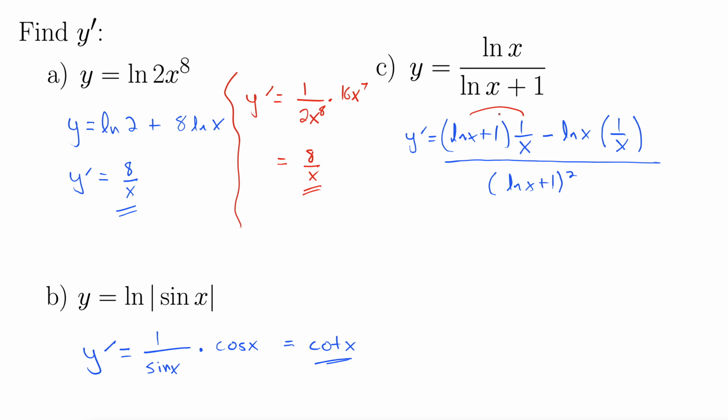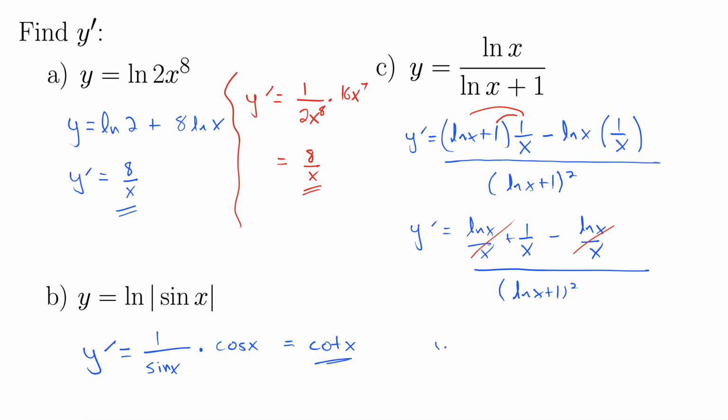Okay, so we distribute this 1 over x through to both those terms. That's going to give us a little bit of cancellation here. Y prime equals natural log x over x plus 1 over x minus natural log x over x, all over the same denominator, natural log x plus 1 squared. There's our cancellation, giving us a final answer. We can just combine those denominators there. Y prime is then 1 over the quantity x, natural log x plus 1 squared.